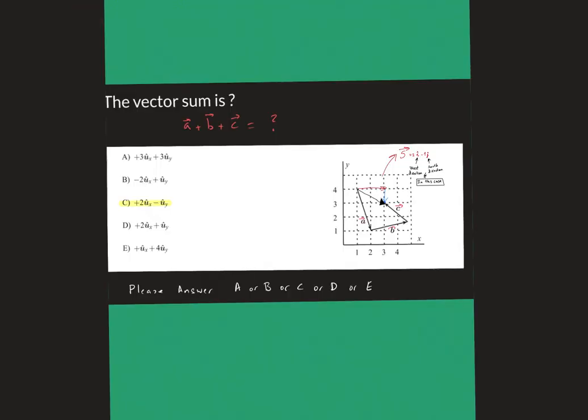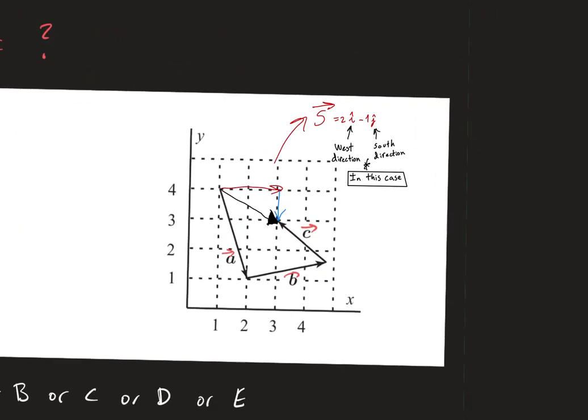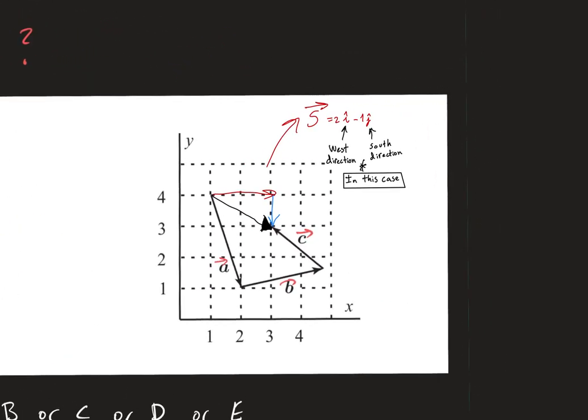Okay, we're in the next question. So we're given a triangle, and we have to find the vector sum. The vector sum is vector A plus vector B plus vector C equals what? So we're gonna name the big vector S. So we're gonna find this gap right here.